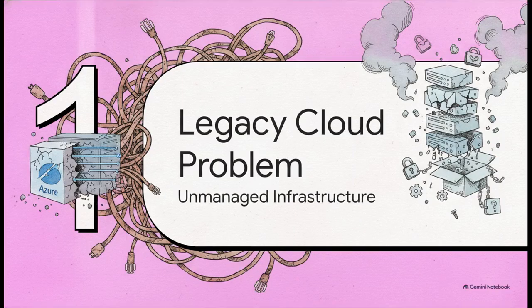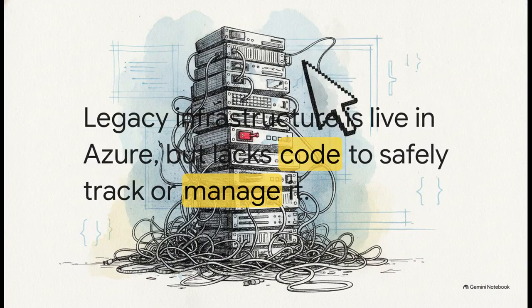All right, kicking things off with Section 1, the legacy cloud problem. Here's the brutal truth. You've got legacy infrastructure sitting there live in Azure. It might be running mission-critical apps or core networking, but there is absolutely zero code to track or replicate it. When you manage infrastructure manually through the Azure Portal UI, every single change induces total anxiety. Who clicked what? Why did that firewall rule change? Without version control, you have no audit trail and no easy way to roll back. If we want the stability of infrastructure as code, we absolutely have to find a way to import these resources.